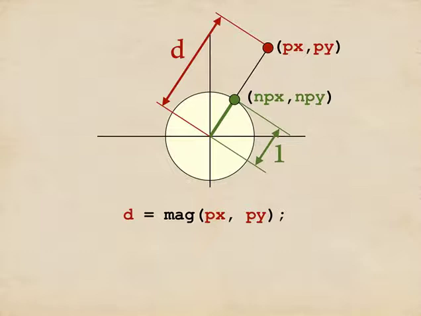Now to find Npx and Npy, we just take the coordinates of px and py and divide them by that distance. So the normalized px is just px over d. The normalized py is just py over d. These coordinates, Npx and Npy, just the original px and py divided by d, will be a length of 1 from the origin.